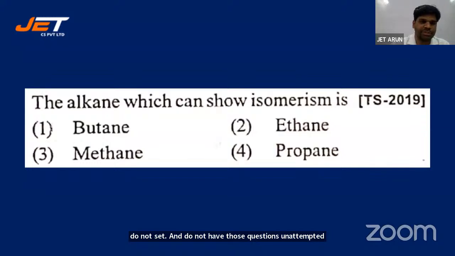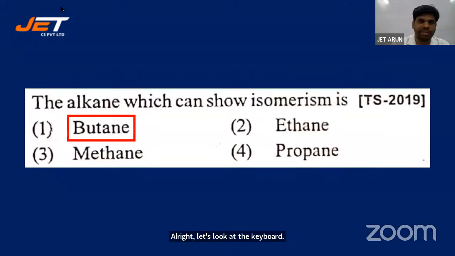All right, let's look at the key, students. It's option 1, butane. Butane can show isomerism, students. Long chain రావచ్చు or branch రావచ్చు. Right. All right, let's go to the next one.